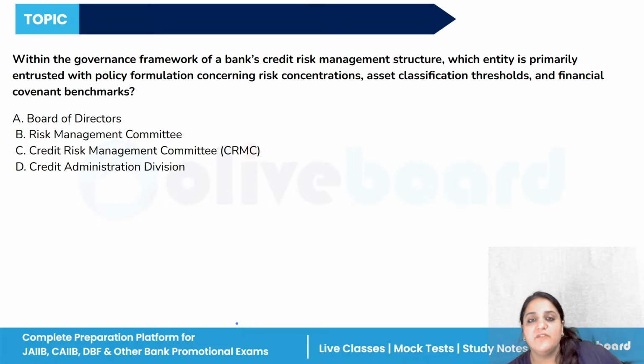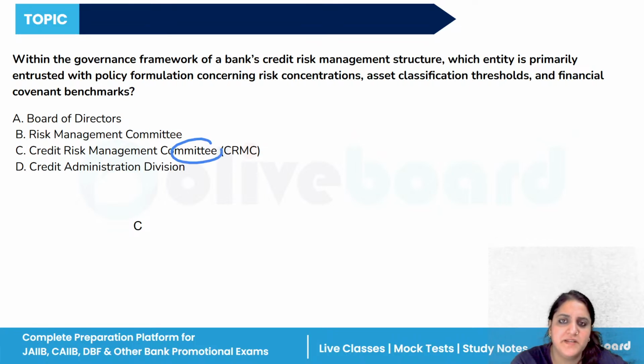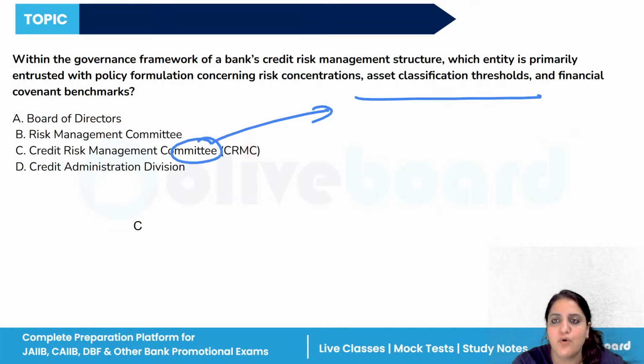Okay, within the governance framework of bank credit risk management structure, which entity is primarily entrusted with policy formulation concerning risk concentration, asset classification thresholds, and financial benchmarks? I think who can do this? The credit risk management committee is responsible for all these things.